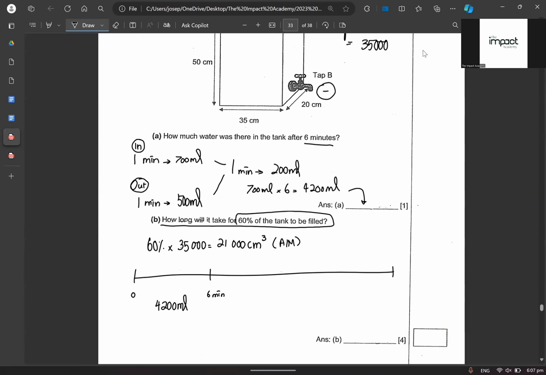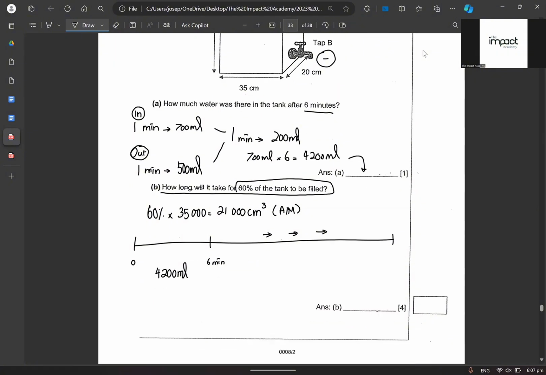Then from 6 minutes onwards, which we are trying to find out, how long will it take in order for it to reach 21,000 cubic centimeter? Can you understand? You just put everything in cm cube first. So to find out, can we find out what this is first? We just have to do 21,000 minus away 4,200. Am I making sense or not? Okay, so you get to an answer of 16,800 centimeter cube.